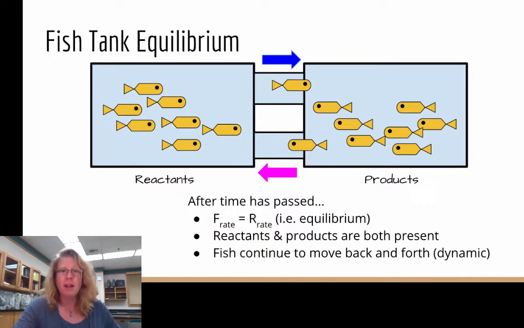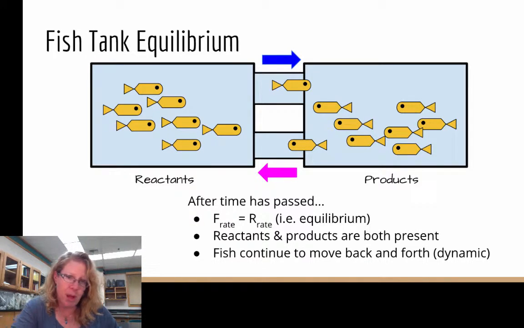The fish are going to start to move around, and over time, they will achieve some sort of dynamic equilibrium, where more or less you're going to have equal concentrations of reactants and products, fish on the left and fish on the right. And fish are going to be crossing back and forth between these two bridges.